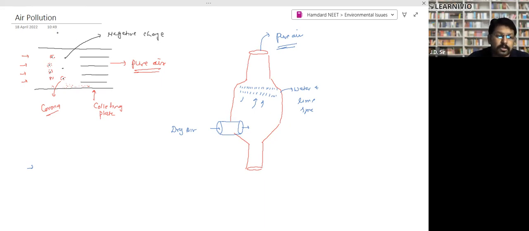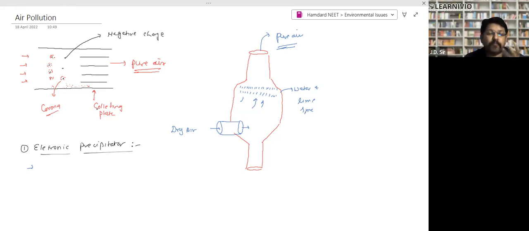So to control air pollution, we use two kinds of devices, right? What are those devices? First, the electronic precipitator. So this device is called the electronic precipitator. In this electronic precipitator, what exactly do they do? They purify the dust particles, right? Dust particles and some heavy particles.